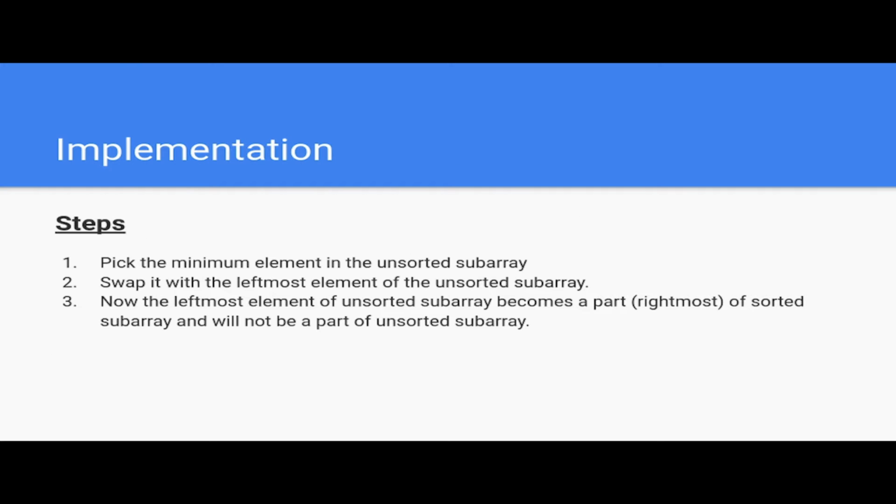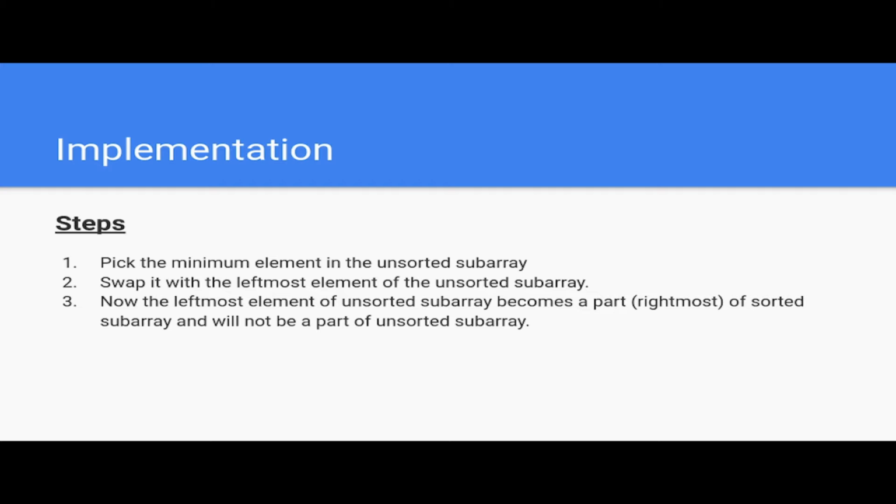So what are the steps to implement it? Pick the minimum element in the unsorted subarray and swap it with the leftmost element of the unsorted subarray. Here we are mentioning unsorted subarray, and we are going to see what it is. Now, the leftmost element of the unsorted subarray becomes a part of the rightmost of the sorted subarray and will not be a part of the unsorted subarray.